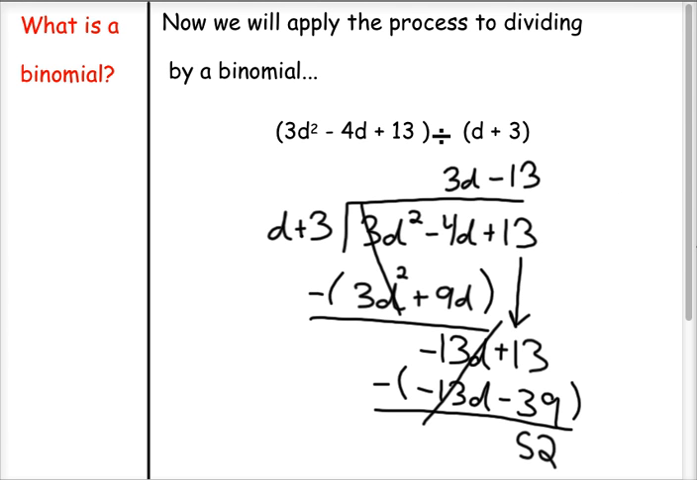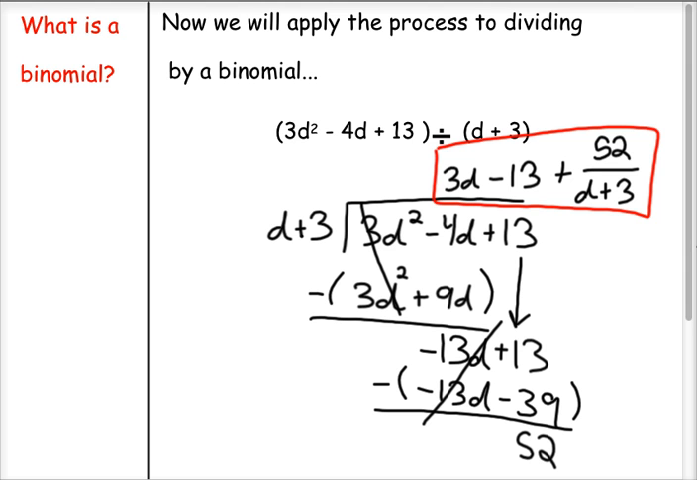we discussed what that means. What that means is that 52 is still being influenced by that d plus 3. It's remaining over it. So to write this as an actual answer, we're going to take that 52, write it over that d plus 3, and that's going to be our solution.